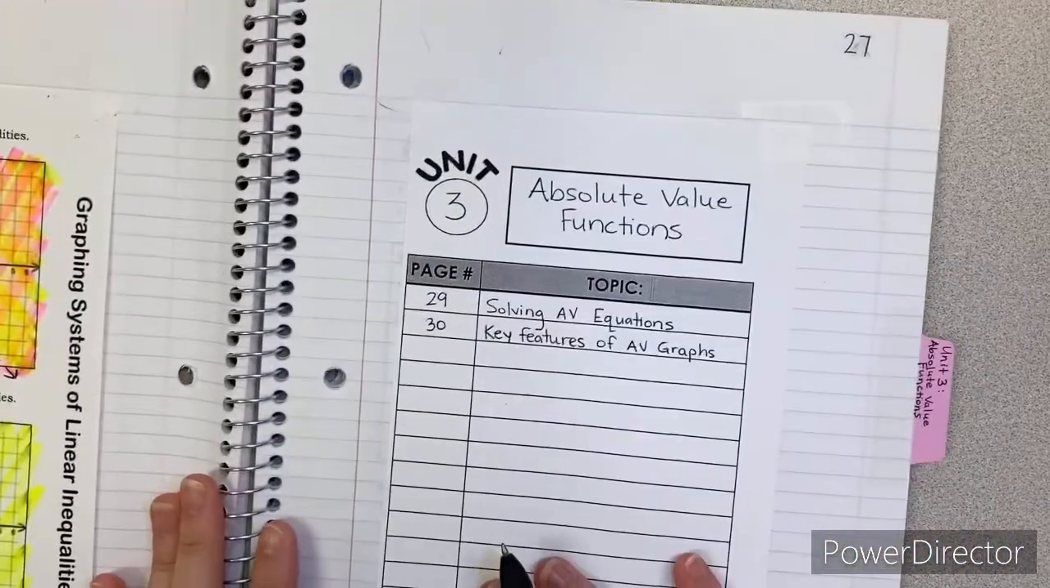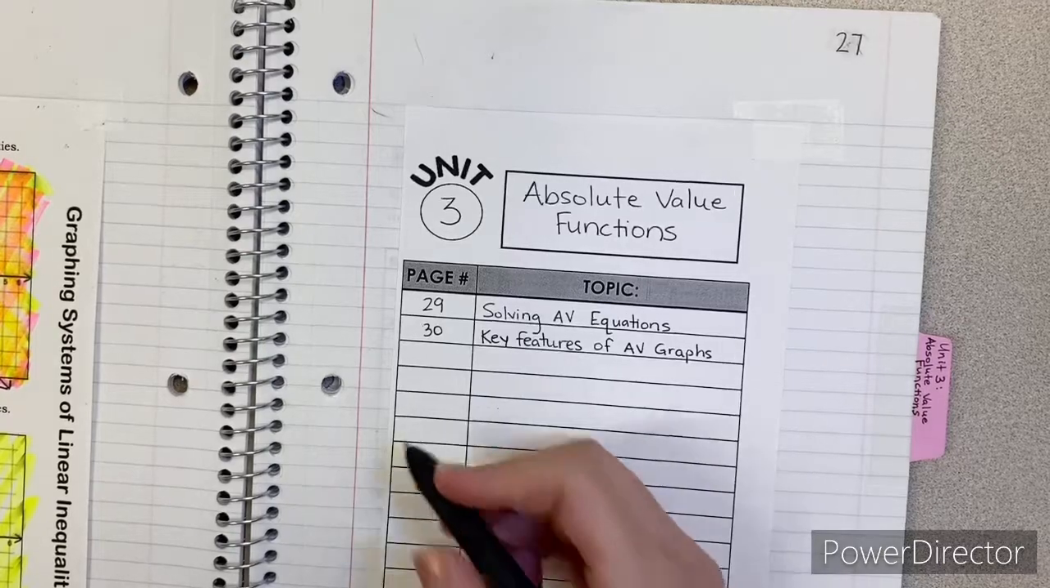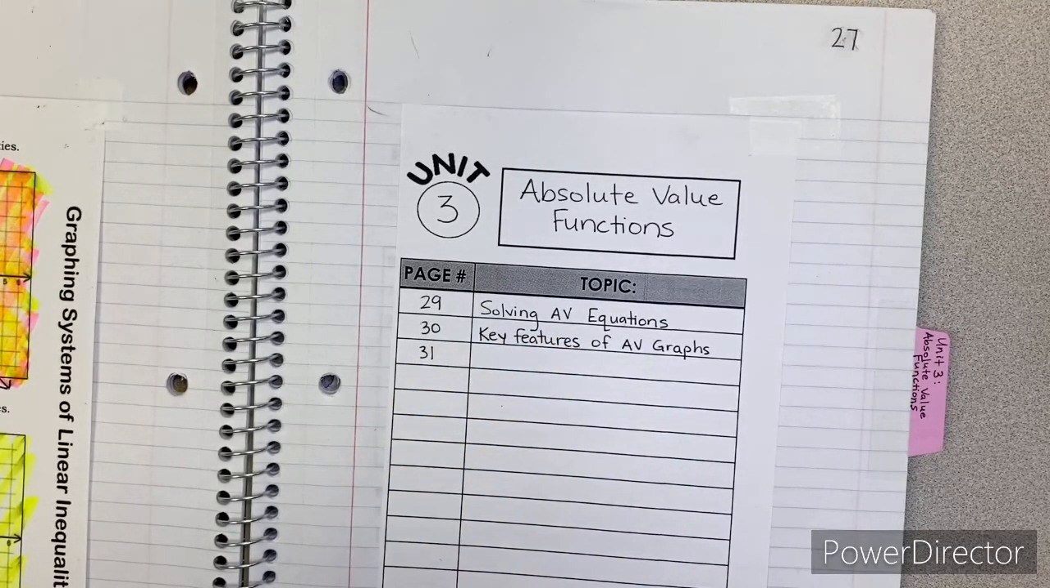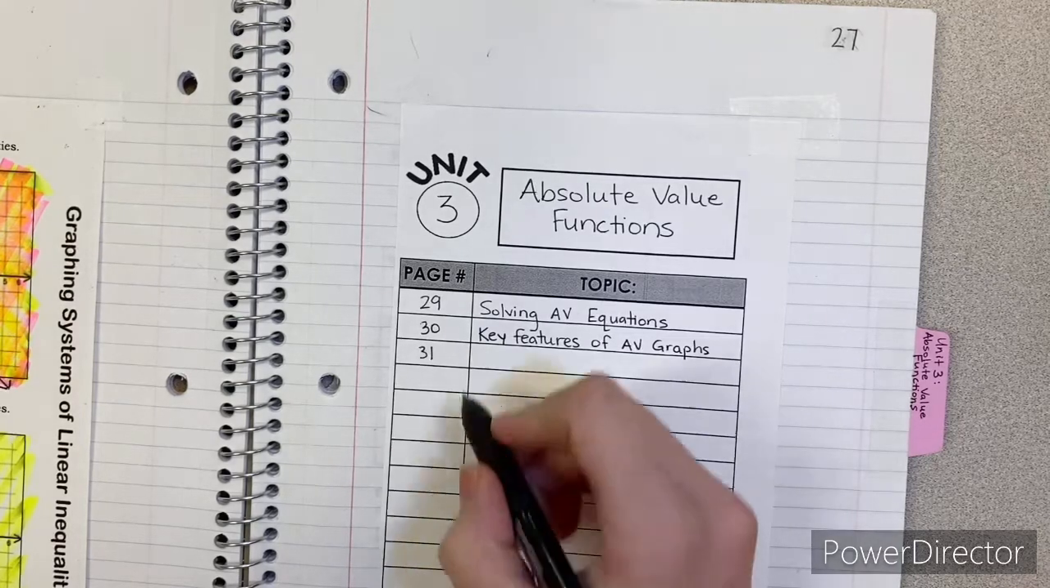Your Unit 3 table of contents. Looks like we are ready for page 31. And on 31, we're going to be talking about graphing absolute value functions.